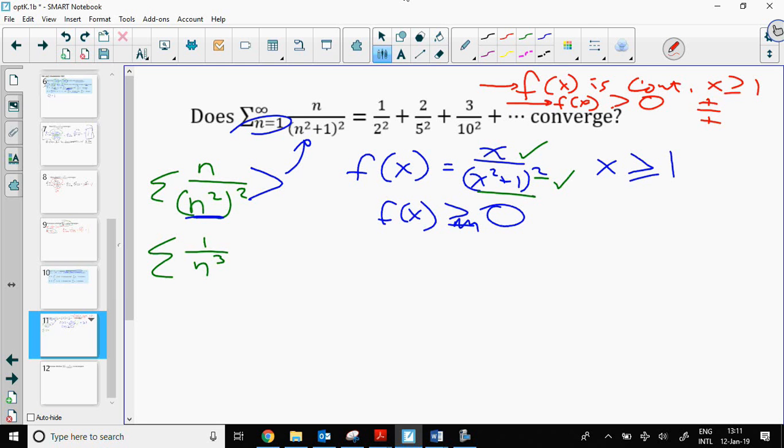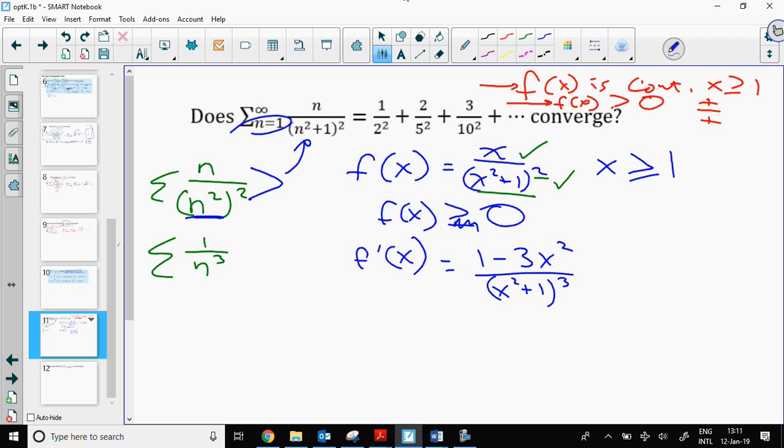Anyway, now we need to show that it's decreasing. Well, we talked about this earlier. We're going to show that it's decreasing by considering its derivative. So for this, we need the quotient rule. It's going to end up being 1 minus 3x squared divided by (x squared plus 1) cubed. You can take a moment to work that out on your own if you like.